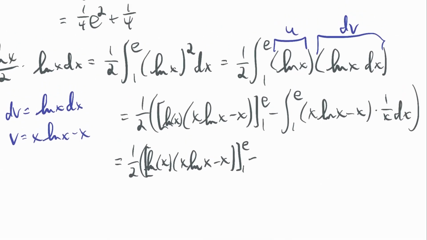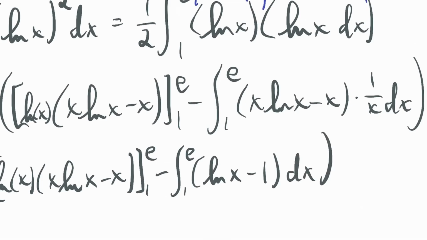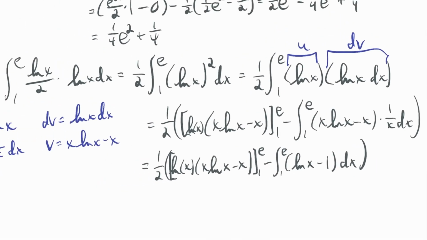Now this is where things get interesting. When I distribute this 1 over x onto this term, I get 1. And here it'll cancel with this one. So I'll get ln x minus 1. Well, isn't that convenient? Okay, because this is something we know how to deal with, right? We've done this one before.